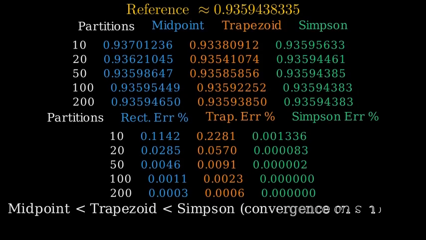Summary: the rectangular midpoint rule is simple and decent. The trapezoidal rule often improves the estimate. Simpson's rule uses parabolas and typically converges far faster on smooth functions. For our integral, all 3 approaches agree closely as the number of partitions grows.